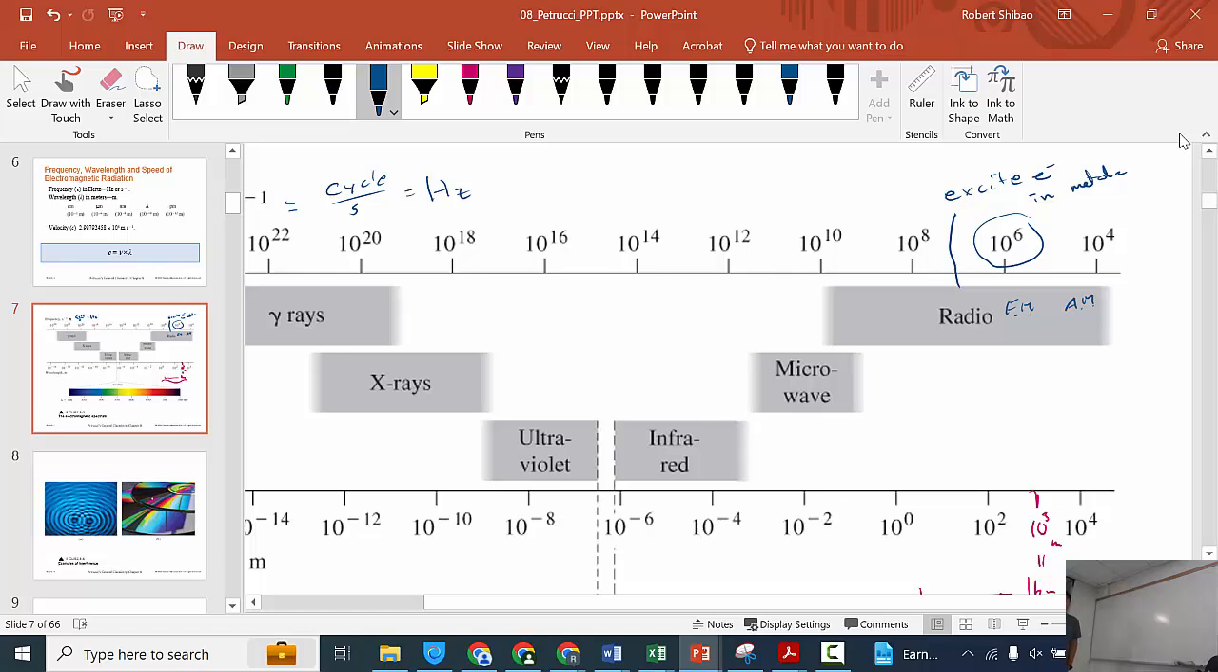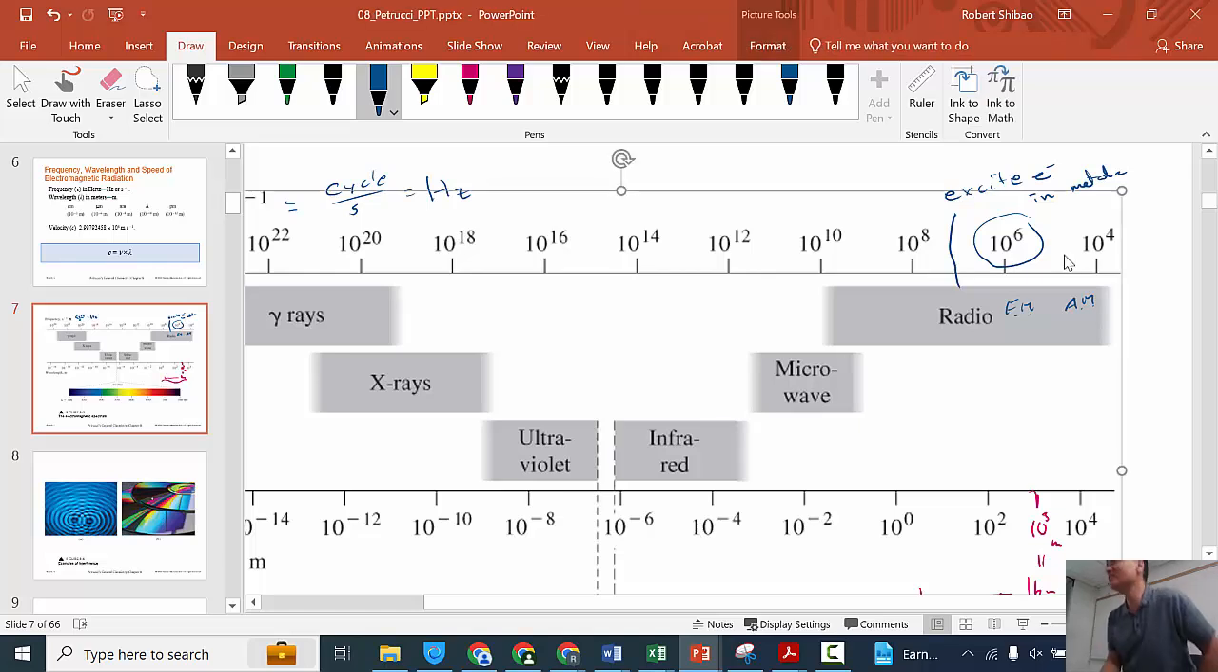Cell phones are in the gigahertz range, so they are kind of in this radio and microwave region. What microwaves do is excite electrons, but it's a bit more difficult. Have you ever put a metal inside a microwave? If you have, you see lots of sparks, because the electrons get too excited. Radio waves are just right.